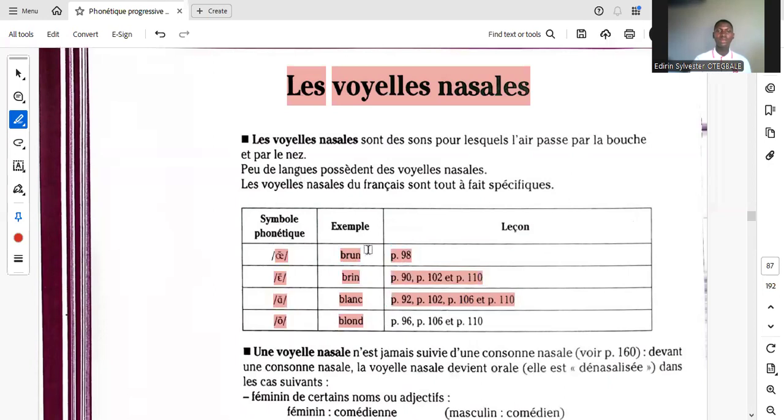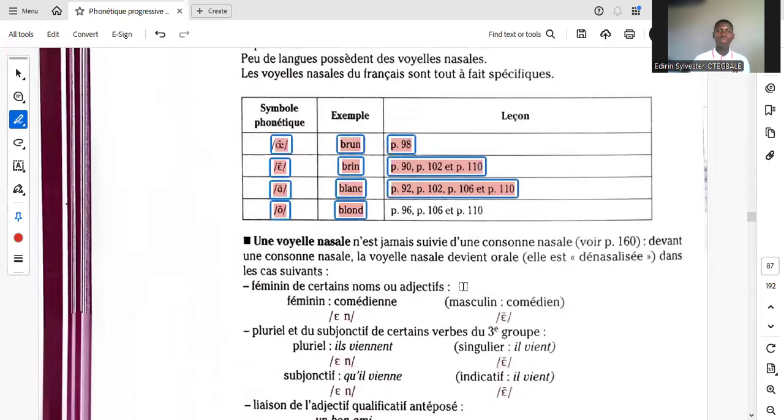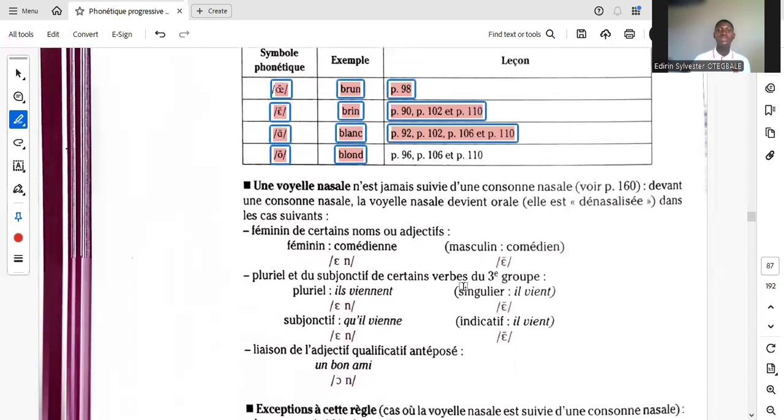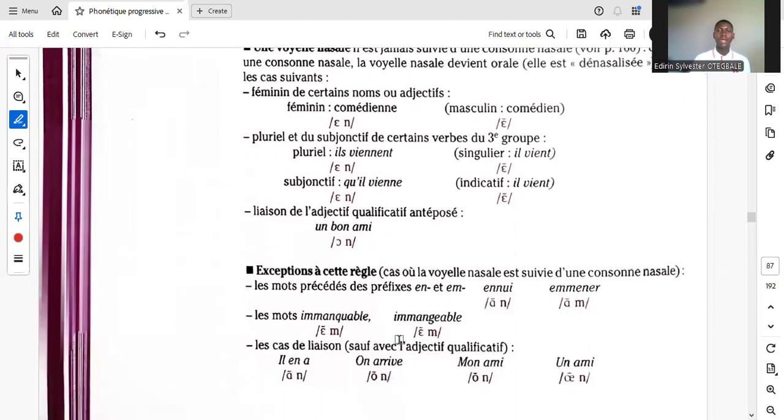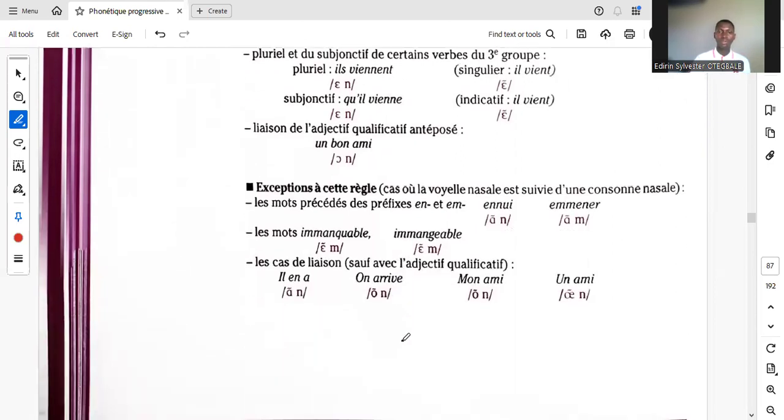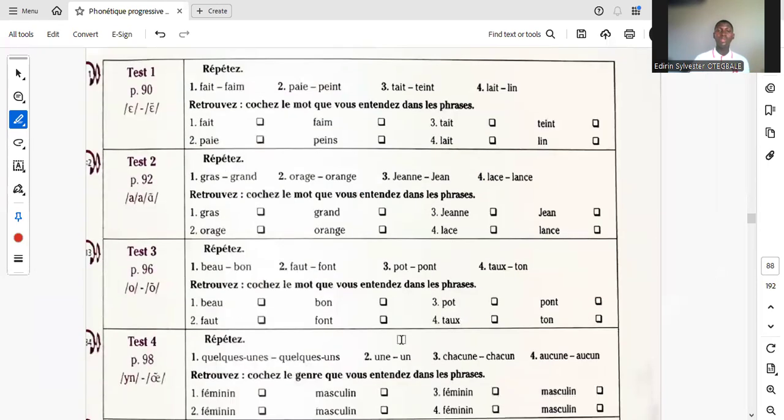I will read the examples here. You have brun, we have blanc. So we're going to see each of them. We're going to listen to the recordings to ensure that we get mastery of what they are. So with that in mind, understand that we have these vowels and they change. Some of them are very close to the oral vowels. Ils sont plus proches des voyelles orales. And because they are very close to the oral vowels, we will look at them in that light as well. And in different forms, we're going to also compare them with the oral vowels.